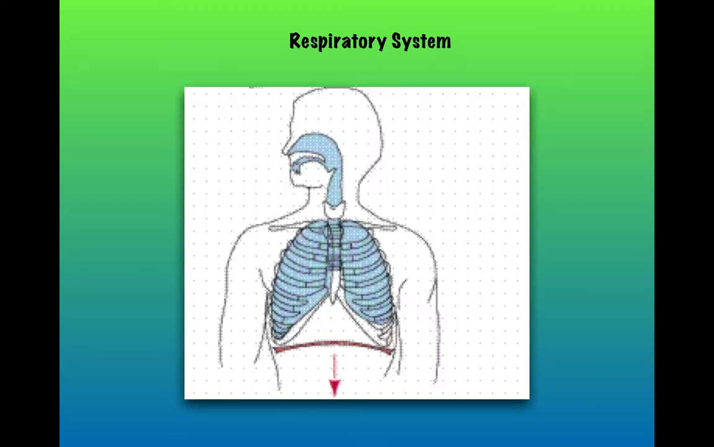The next system is the respiratory system. The respiratory system consists of nose, windpipe, lungs, and diaphragm. What is respiration? It is the process of taking in oxygen and giving out carbon dioxide. When we breathe in, the oxygen from the air is passed on through the nose, through the windpipe, and it reaches the lungs. Lung is the main organ of respiration.